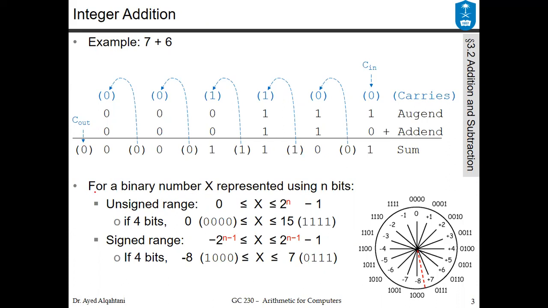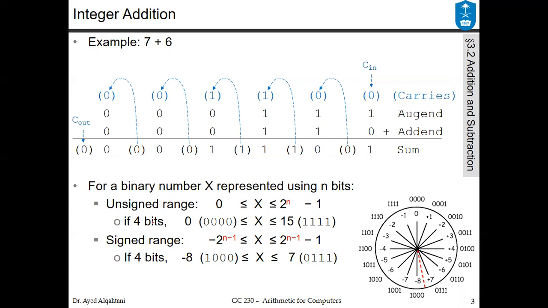It's important to know that for a binary number x, if we want to represent it using n bits, then for the unsigned range, x is going to be between 0 and 2 to the power of n minus 1. Now for the signed range, we split the representation between negative and positive numbers, and x will be between minus 2 to the power n minus 1 to 2 to the power n minus 1, minus 1.